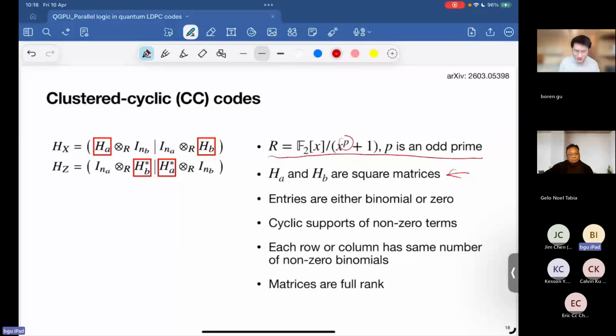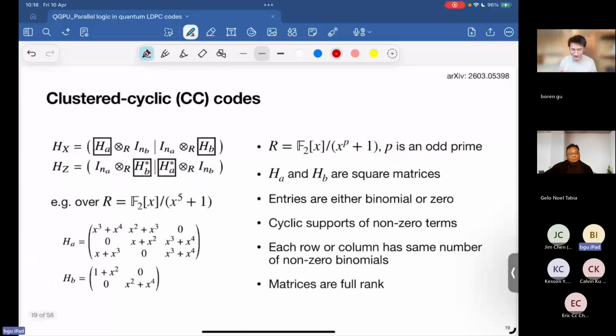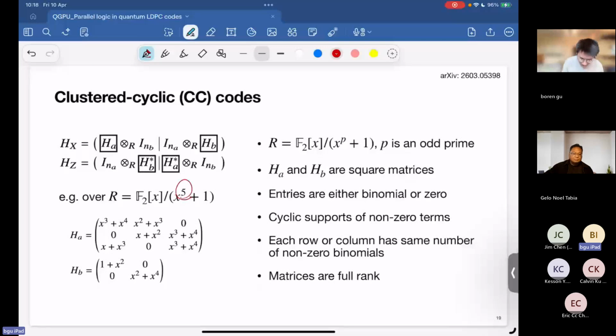Okay, this may be very confusing because it's abstract, but let me show you two tiny examples. Here we consider a lift parameter of 5, which is an odd prime number. Very good. And each entry can be either 0 or a binomial. As mentioned, this ring is a polynomial ring, so we definitely have some binomials. And what we want is for the support of these non-zero terms to be in a cyclic way.